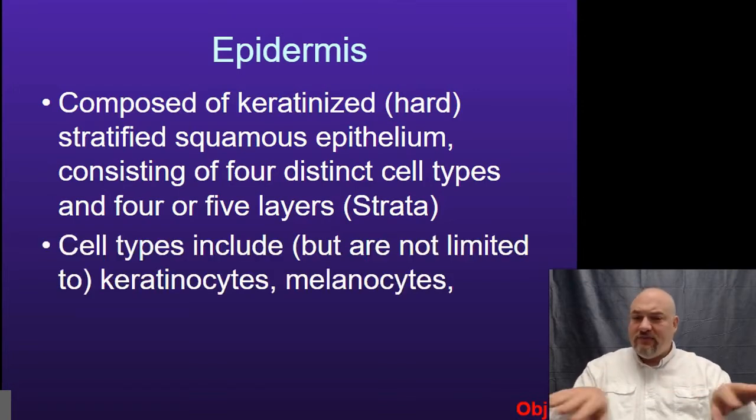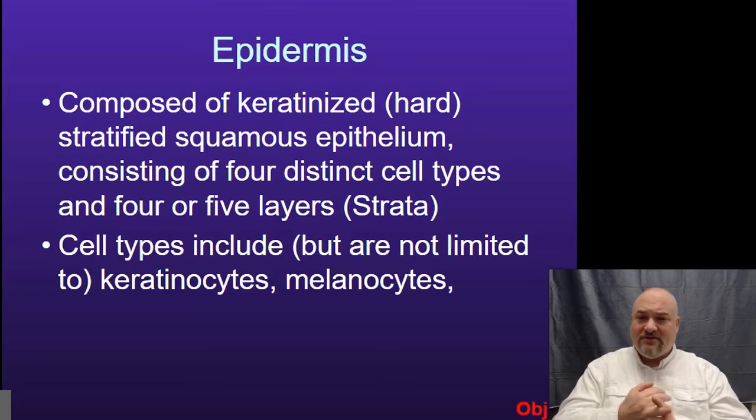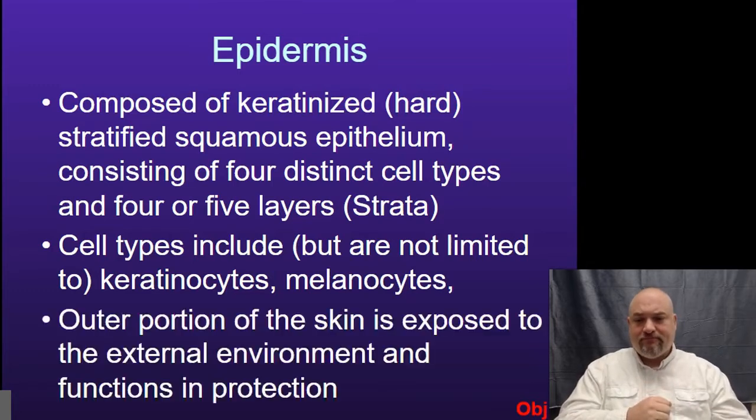Cell types include, but aren't limited to, just the two we're going to focus on, which are keratinocytes and melanocytes. And the outer portion of the skin is exposed to the external environment, and its main function is protection. Keep bad stuff out, good stuff in, and not tear open on you. That's why it's got the hard keratinized protein in it.